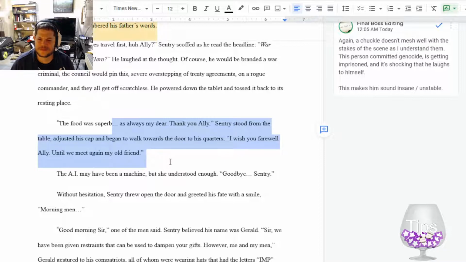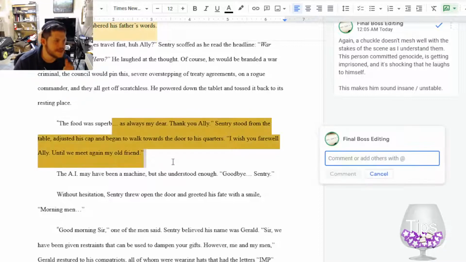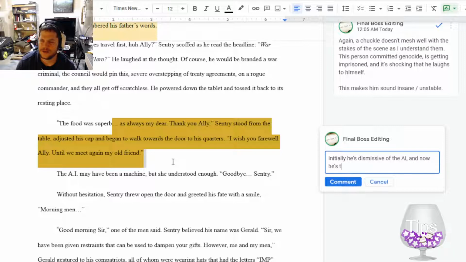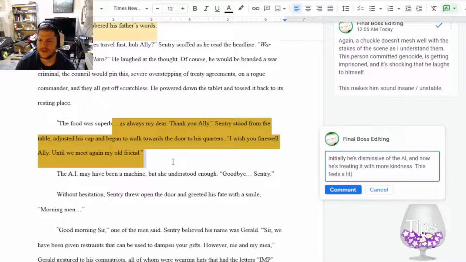Again, the sentience or not sentience of the AI doesn't seem super well established. So initially he's dismissive of the AI, and now he's treating it with more kindness. This feels a little late. This feels opposite to what we initially established.